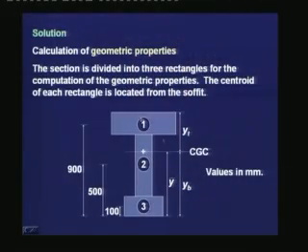The centroid of each rectangle is located from the soffit of the beam. That means the top rectangle, which is denoted as 1, its centroid is located at 900 millimeters from the bottom. The second rectangle, which represents the web, its centroid is located 500 millimeters from the bottom, and for the bottom flange, its centroid is located at 100 millimeters from the bottom. Given this data and given the dimensions of each rectangle, we can find out the location of the CGC from the soffit of the beam, which we shall represent as y bar. Now, the distance of the top fiber from the CGC will be denoted as yt, and the distance of the bottom fiber from the CGC will be represented as yb. Note that yb will be same as y bar.